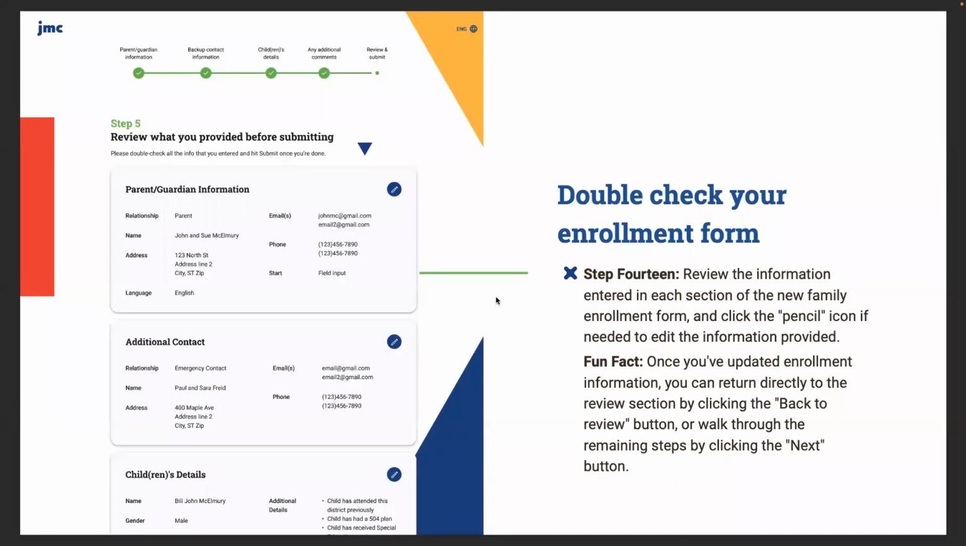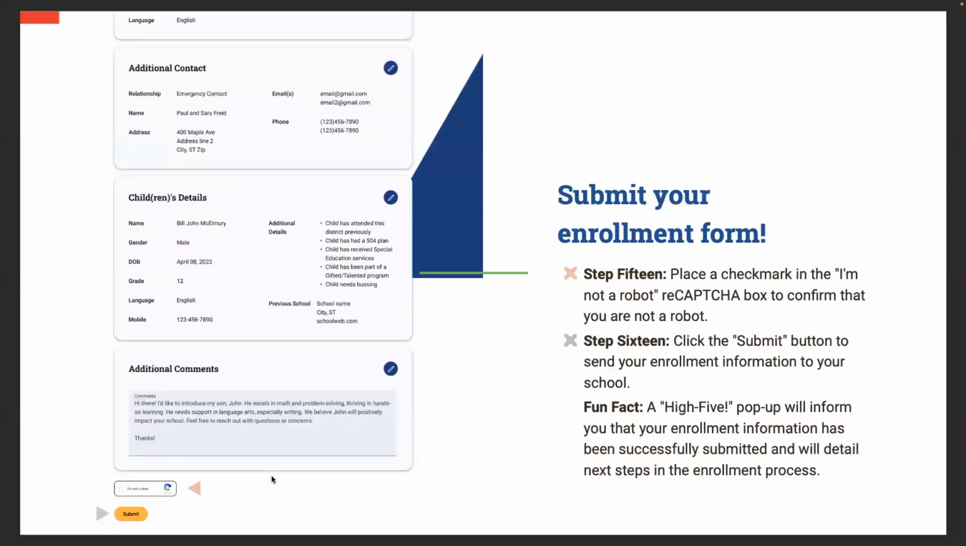So step 14 here says to review the information entered in each section of the new family enrollment form and click the pencil icon if you need to edit the information provided. Fun fact, once you've updated enrollment information, you can return directly to the review section by clicking the Back to Review button, or walk through the remaining steps clicking the next button. So if you needed to review information in the parent and guardian card here, you can click this pencil. And if that was the only one that needed updating, you can come right back to this review page, or you can click through all of the sections of the enrollment form.